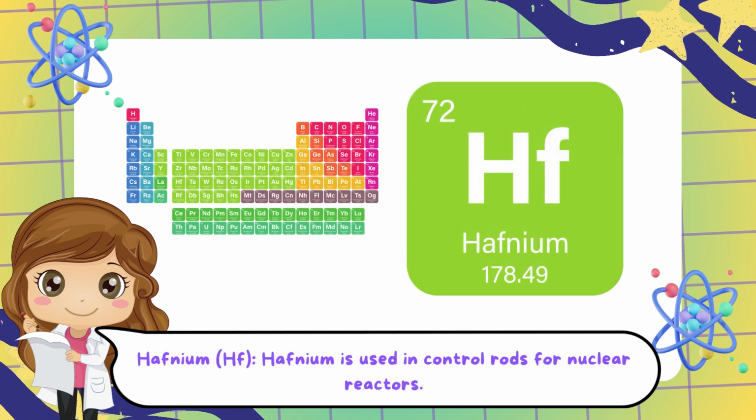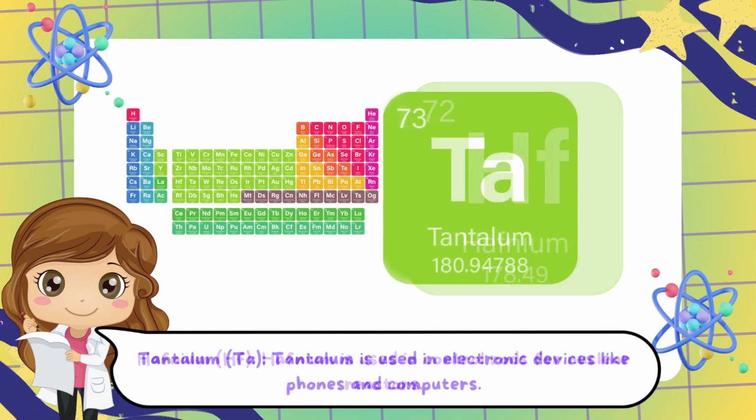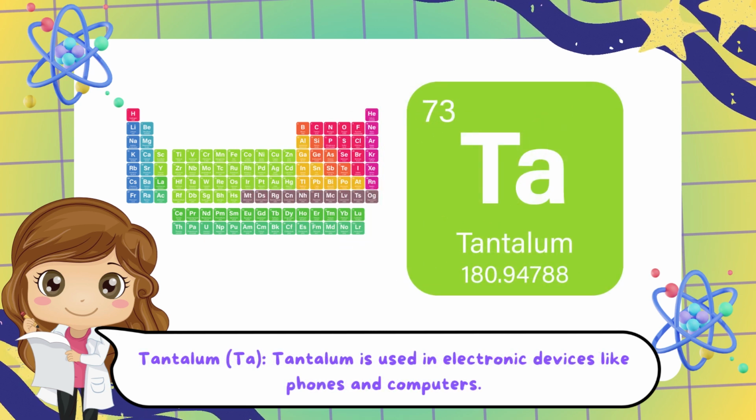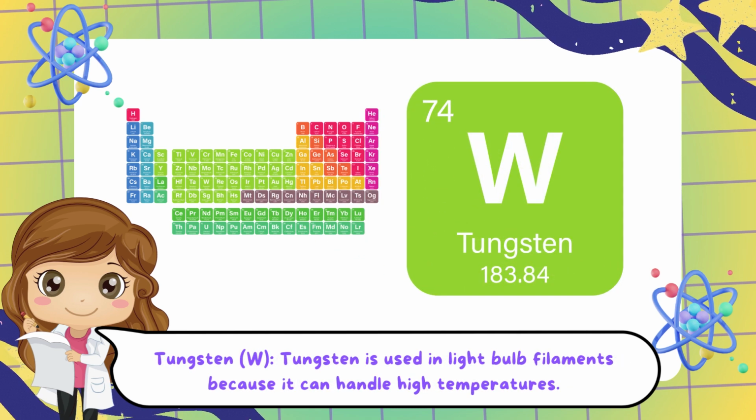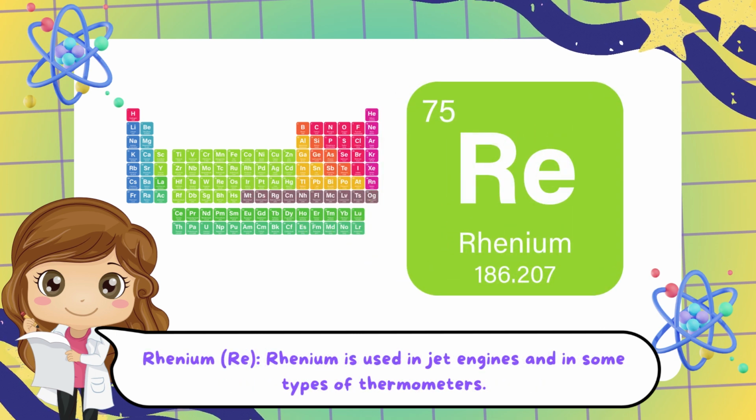Hafnium, H-F. Hafnium is used in control rods for nuclear reactors. Tantalum, T-A. Tantalum is used in electronic devices like phones and computers. Tungsten, W. Tungsten is used in light bulb filaments because it can handle high temperatures. Rhenium, R-E. Rhenium is used in jet engines and in some types of thermometers.